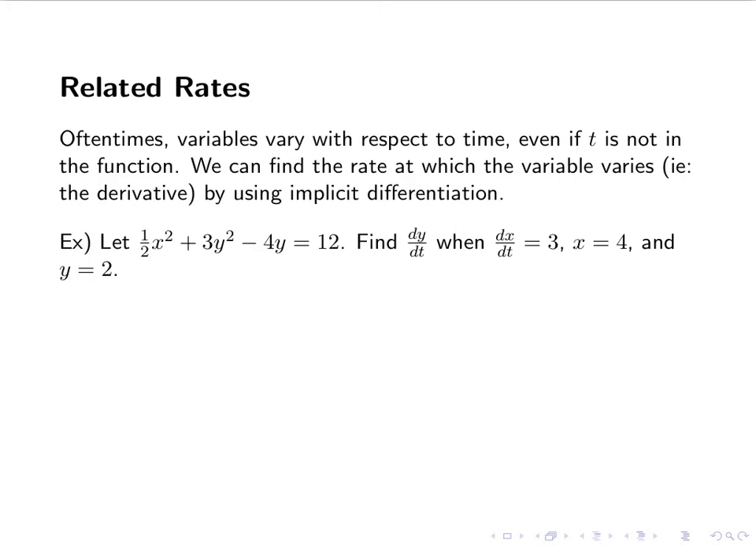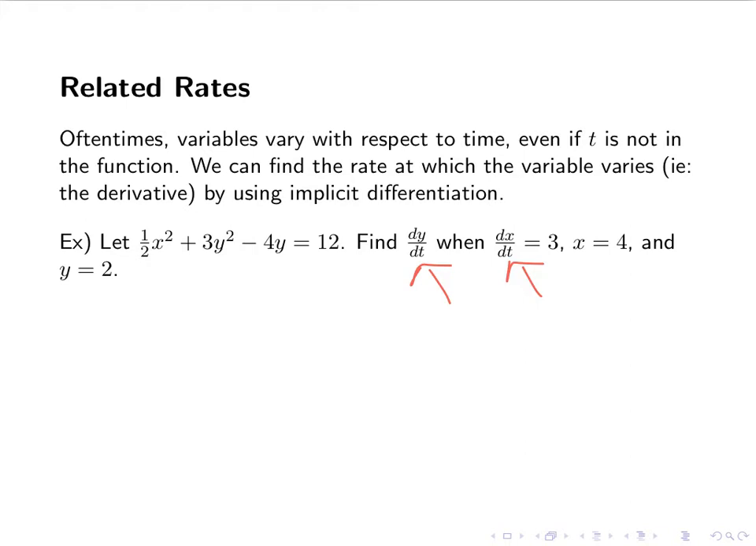So let 1/2 x squared plus 3y squared minus 4y equal 12. Find dy/dt when dx/dt is 3, x is 4, and y is 2. So when it comes to related rates, just like with implicit differentiation, the denominator of your derivative is really important. So here, my variable is t. So every time I differentiate a variable that is not t, I need implicit differentiation, which means the chain rule.